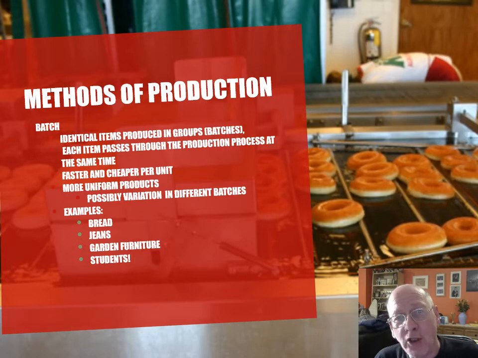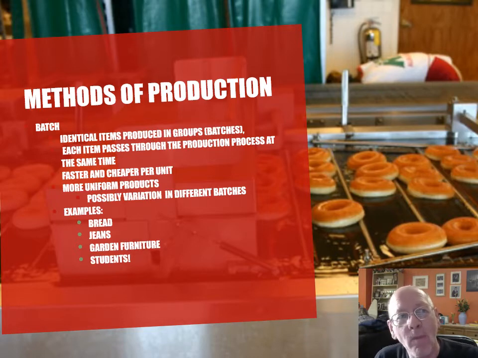With batch production, you're producing identical items in a batch, and each item passes through the production process at the same time, like you can see those donuts going through there. It's faster and cheaper to produce them this way rather than producing individual units. The products tend to be more uniform, though you might have a little bit of variation between batches. Examples would be how bread is produced, jeans, garden furniture, or students. Each year we put batches of students into individual classes, and the following year we'll have a different batch to work with.